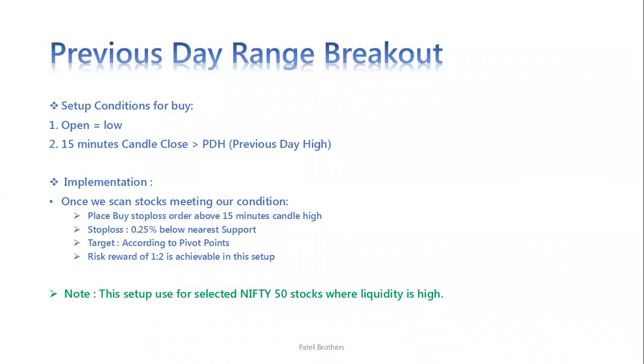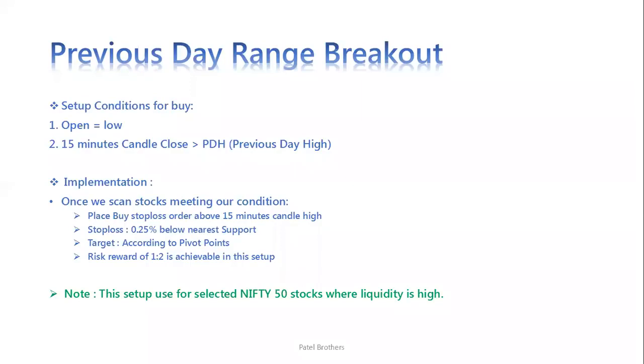So the implementation is same as the open drive. We'll wait for the first 15 minutes candle to close, and we'll be buying above the first 15 minutes candle's high. What is the stop loss? 0.5%, just below the nearest support. How are we figuring out the support? Through the pivot points.